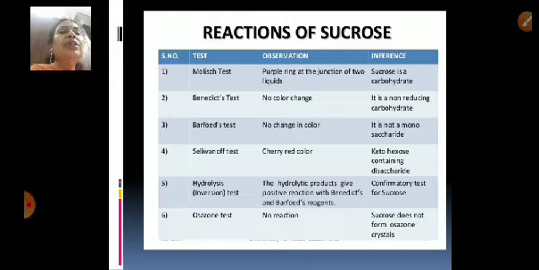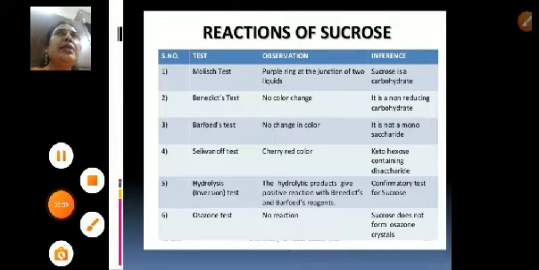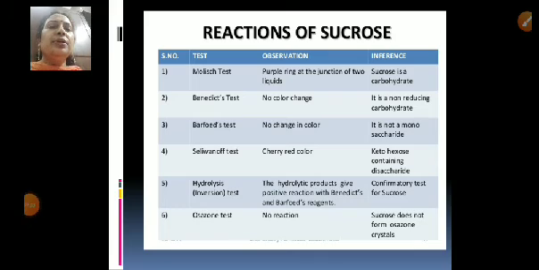So that's all about how to identify the sugars and how to interpret the results. Okay, next time we will discuss identification of proteins and identification of lipids. That's all, students.